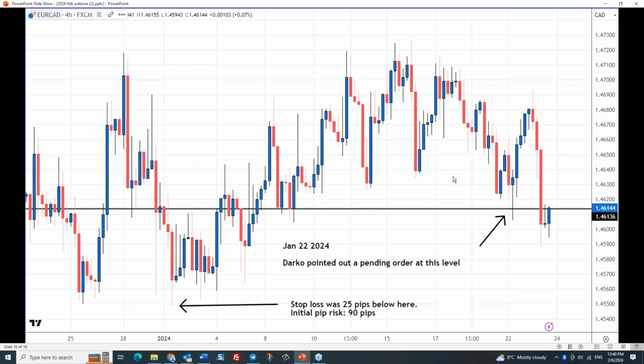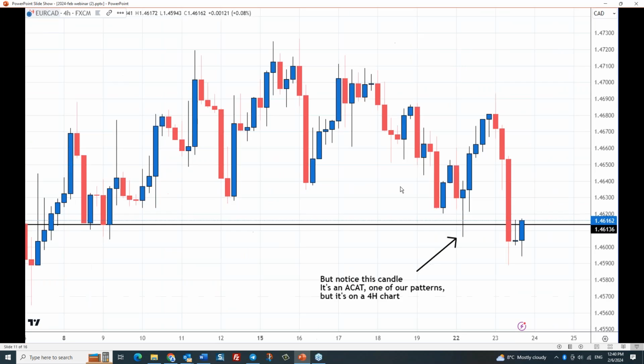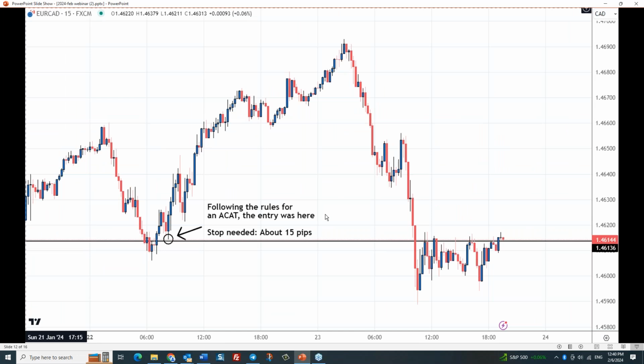Okay, now I want you to see this candle where it hit right here. You see this? And go to the next page here. That's the same candle. That's called an ACAT. That's one of our patterns, okay? One of the ones that Darko has come up with. And there's a specific way to buy these on the next candle. And in this case, it was on a, let me go back 1 second here.